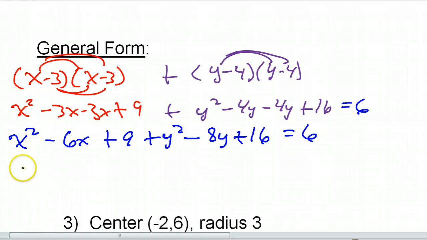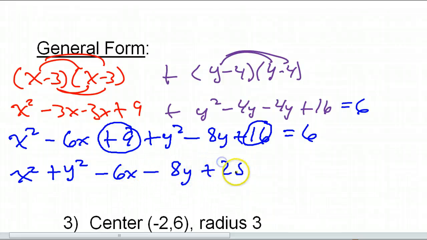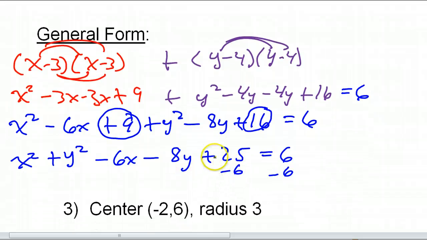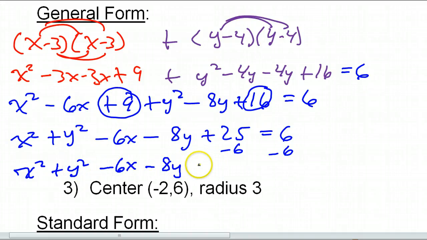All right, so putting this all together, well, first of all, what's 9 plus 16? That's 25. So I've got x squared plus y squared minus 6x minus 8y plus 25 is equal to 6. And then I'm going to subtract 6 like Evan's been telling me. So that's why my final answer is x squared plus y squared minus 6x minus 8y plus 19 equals 0.